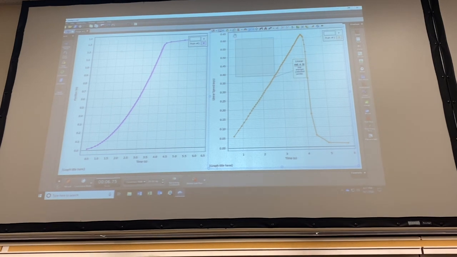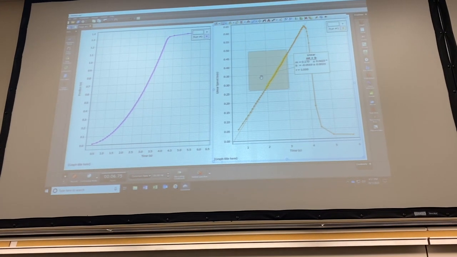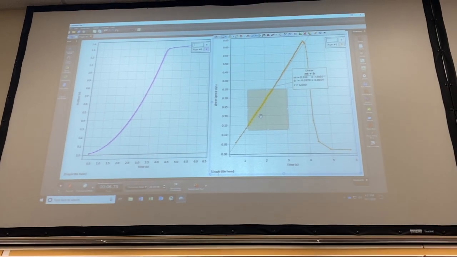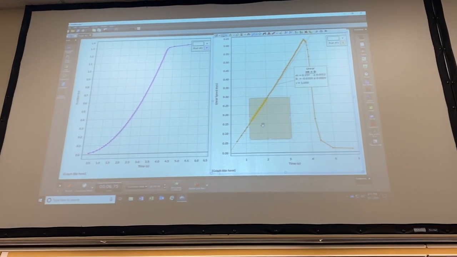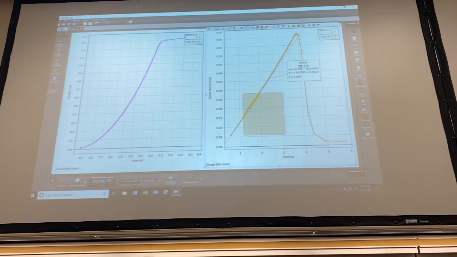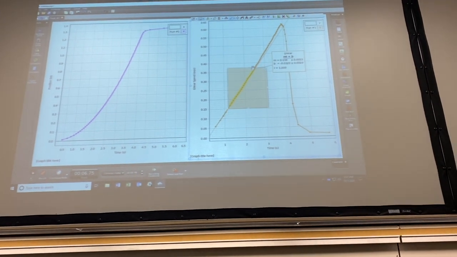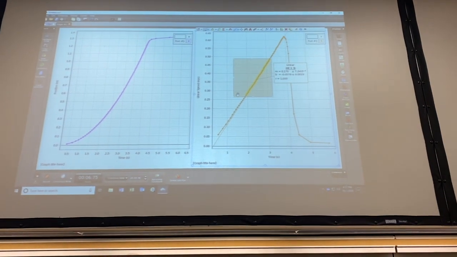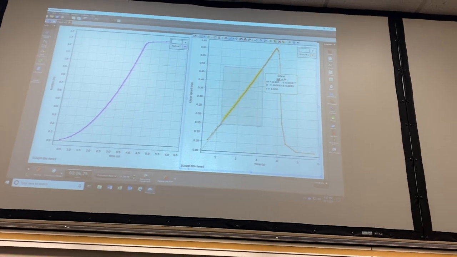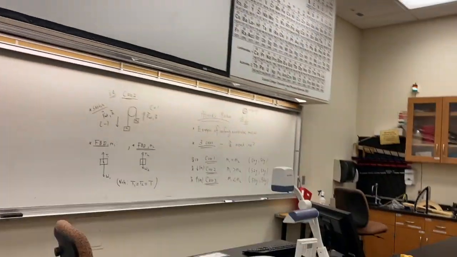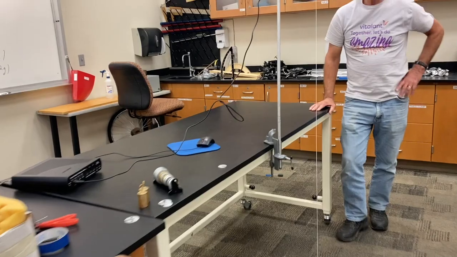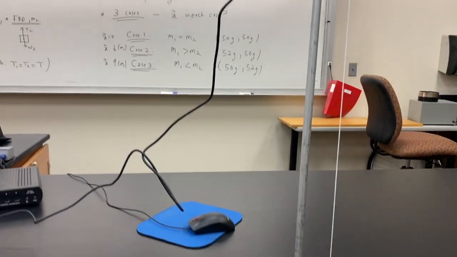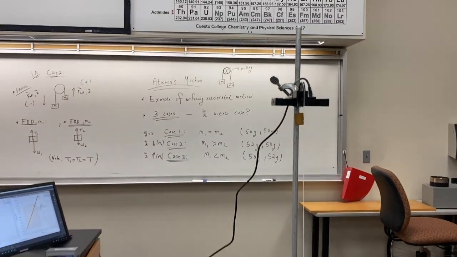So the software program we're using is Capstone, and that's connected to the smart pulley. So the smart pulleys are taking our position time data from which we extract our velocity time data here. And with that information, we could find the acceleration of our Atwood's machine. So an Atwood's machine is an example of a uniformly accelerated system.